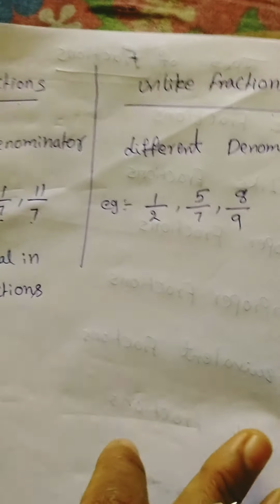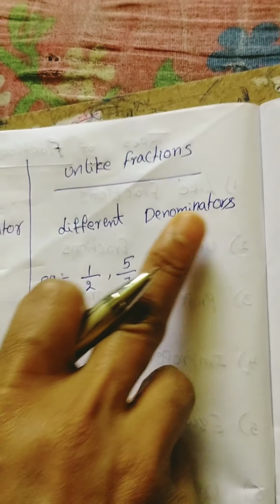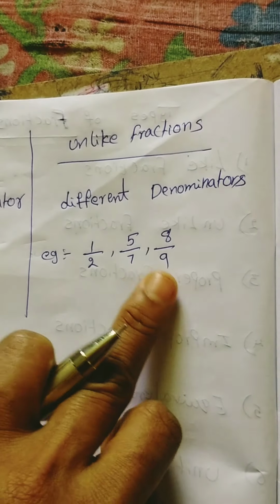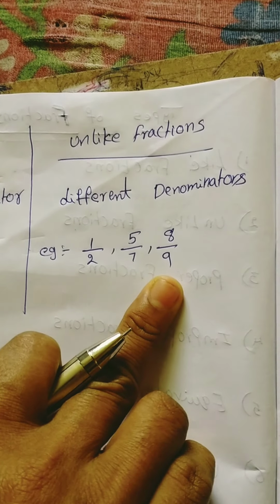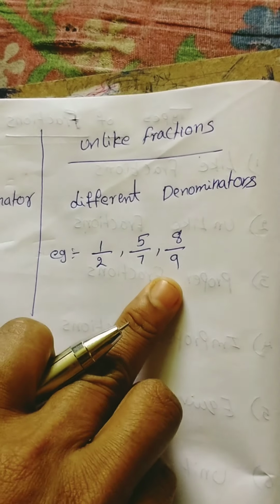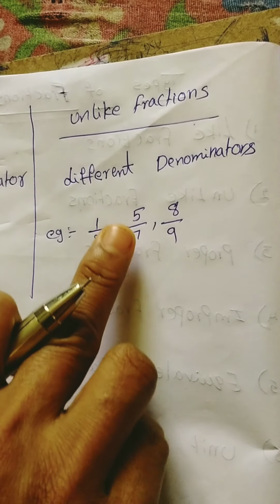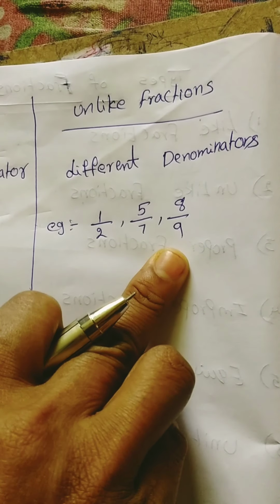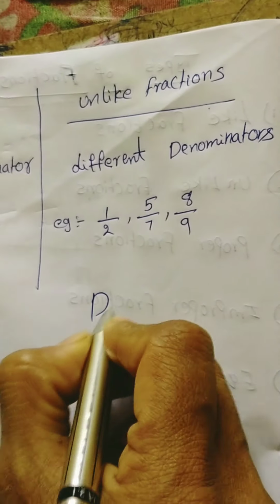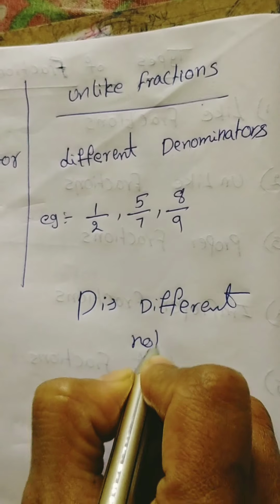Next, what is another type of fraction? Another type of fraction is unlike fractions. Unlike fractions means different denominators. The fractions which have different denominators are called unlike fractions. Let us see an example: 1 by 2, 5 by 7 and 8 by 9. In these, 2 is the denominator, 7 is the denominator and 9 is the denominator. So the D is different, not the same.